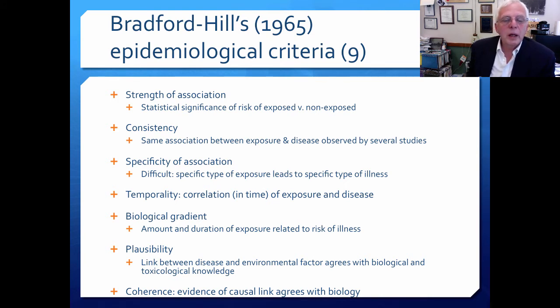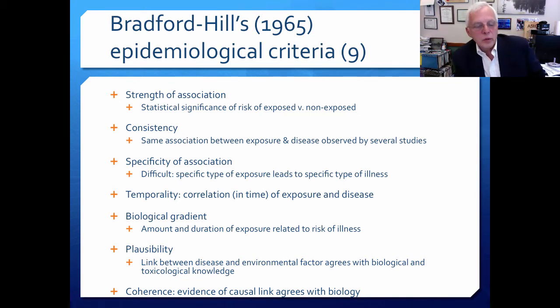Now, we should think a little bit about epidemiology, because this is how one establishes a relationship between outbreaks of disease and various vectors. And these epidemiological criteria are, there are nine of them actually, and these are based on the strength of association, that is, is there statistical significance of risk of exposed people versus non-exposed people? Is the association consistent? Is it observed in several studies? Do you see it over and over again? Is there a specificity of association? And this is quite difficult because the specific types of exposure lead to specific types of illness, oftentimes with waterborne disease. Temporality, and this is an important one, so the cause usually has to precede the effect. So you can't get a disease and then think it's caused by something afterward.